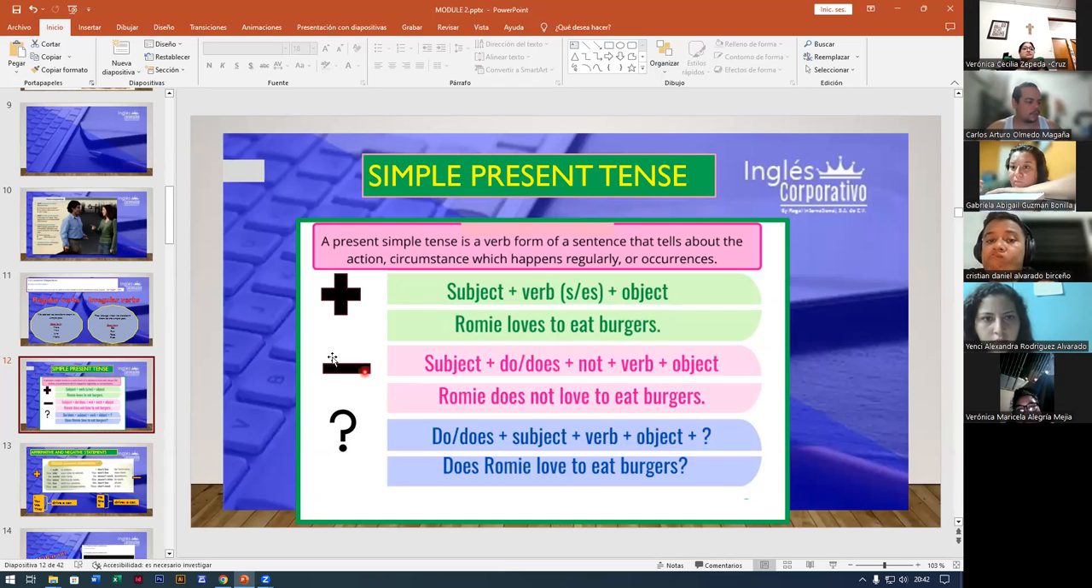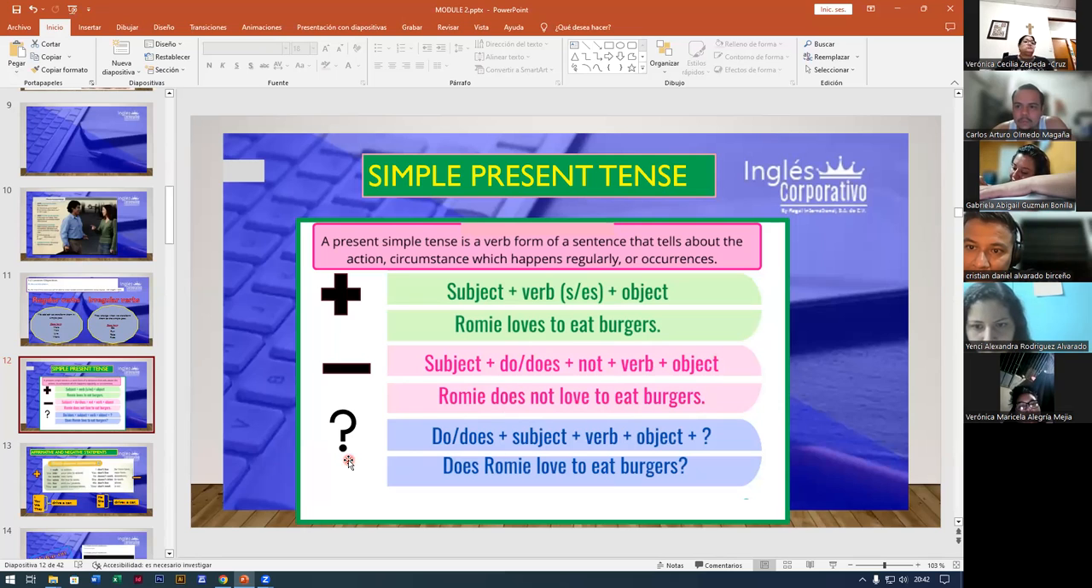That's the complement. In the negative form, you have subject plus do or does. Do and does is an auxiliary to represent the time. Then you have not, plus the verb. The verb goes in the original form. And then you have a complement, that's the object. For example, Romy does not love to eat burgers.